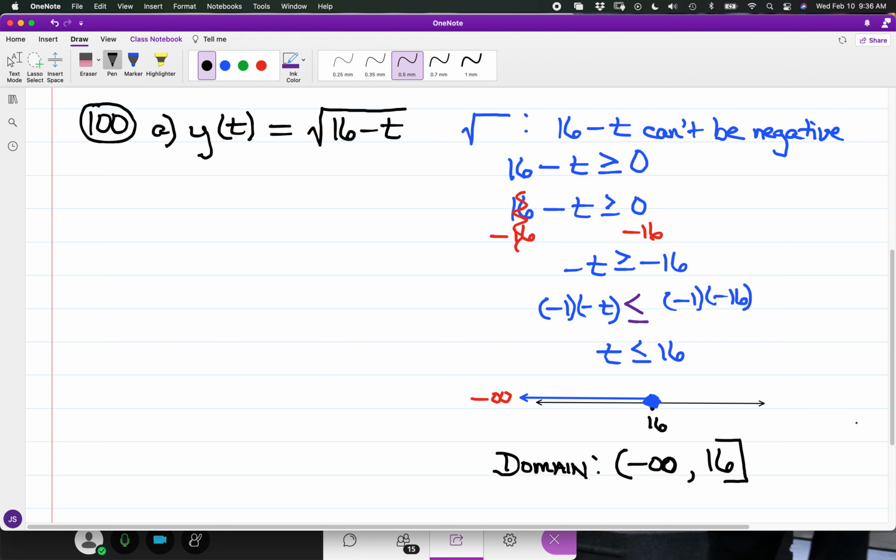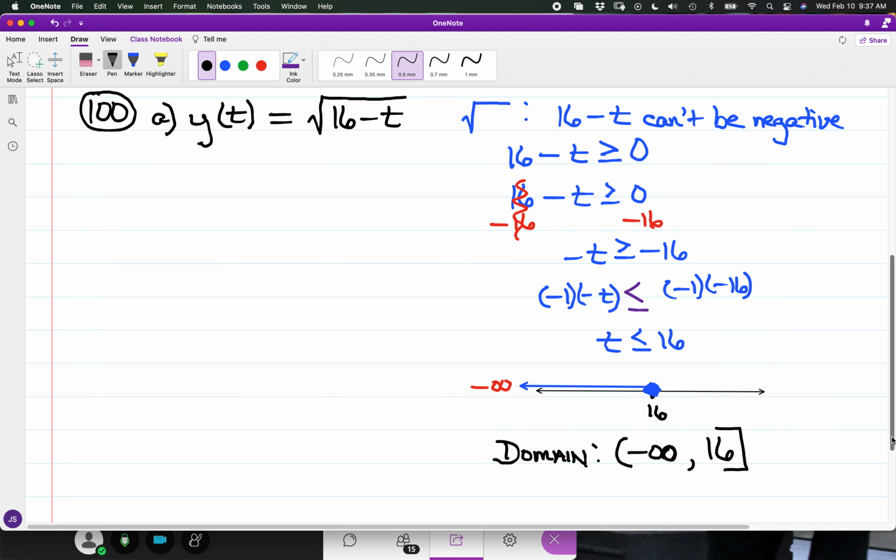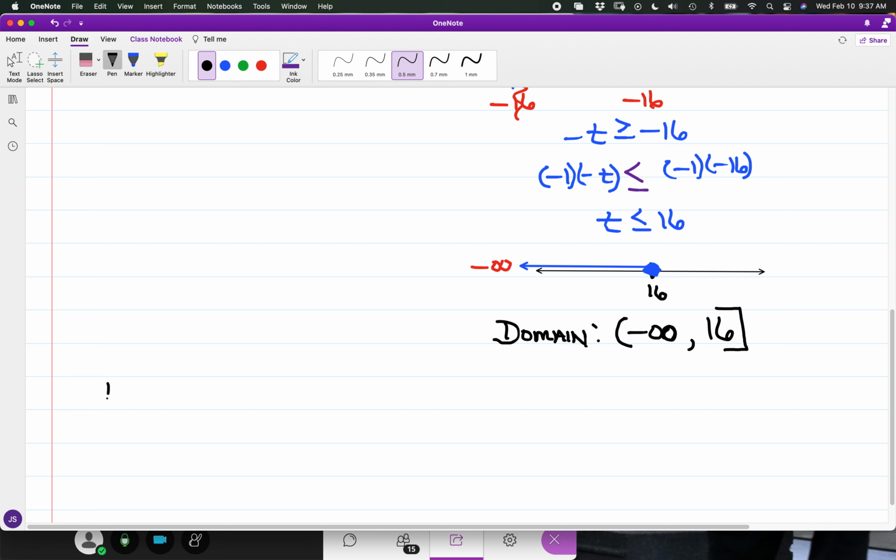Now for part B, this time we're going from y of t to w of t. And here we have w of t equal to yet another radical, still working with the variable t. So we have the square root of t minus 16. Once again, because we have a square root, t minus 16 cannot be negative.